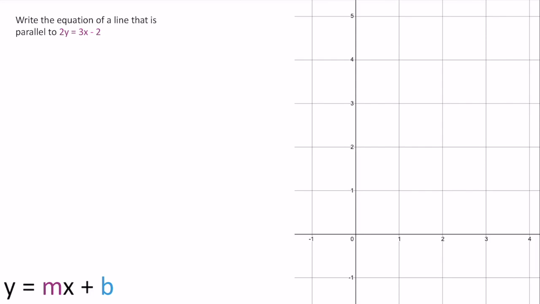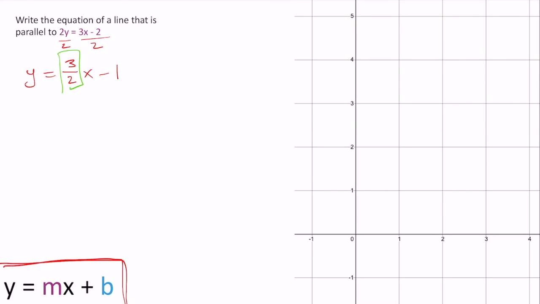All right, so same idea, but notice they didn't give us the equation in the y equals mx plus b form. The only thing that's different from the last one is we want to put it in y equals mx plus b form before we can work with it. So I don't want 2y, I just want 1y. I'm going to divide by 2 on both sides. And so I get y equals 3 over 2 x, can't reduce, so I'll just write it like that, and that's our slope. And then 2 over 2 is 1, so it's just -1. So notice, 3 over 2 is my slope.